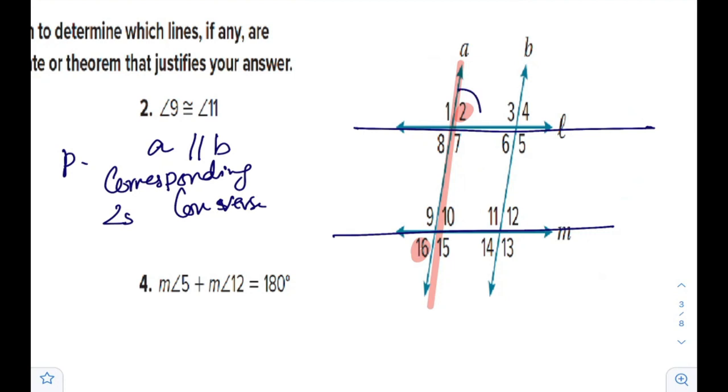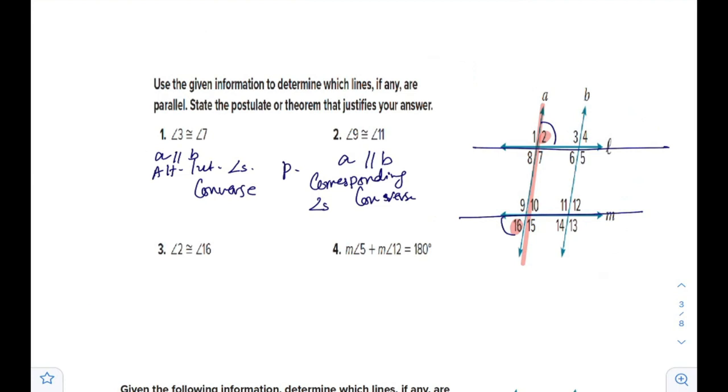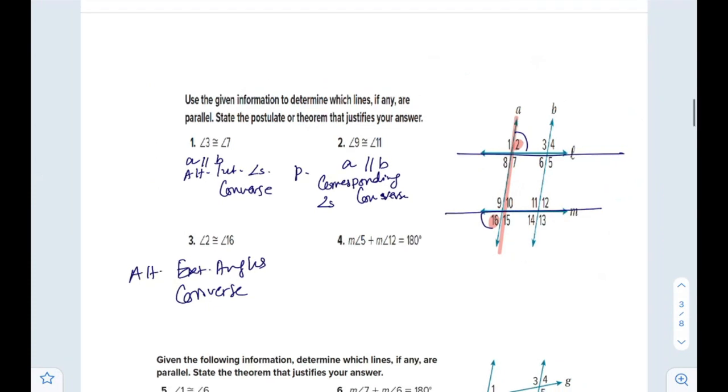Are they? Yes. 2 and 16 are alternate exterior angles. So we can say alternate exterior angles converse, or postulate or theorem of alternate exterior angle, converse of alternate exterior angle theorem. And the lines that we are looking for, if angle 2 and angle 16 are located on transversal A, that means L is parallel to M.